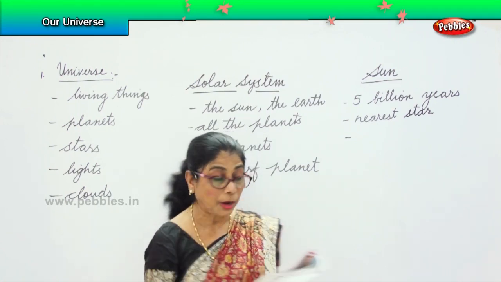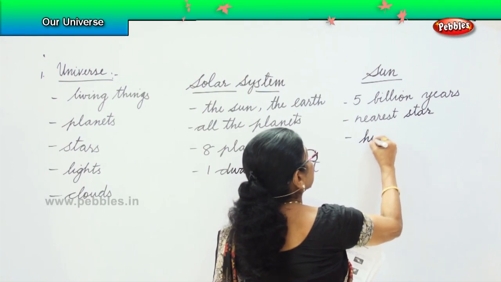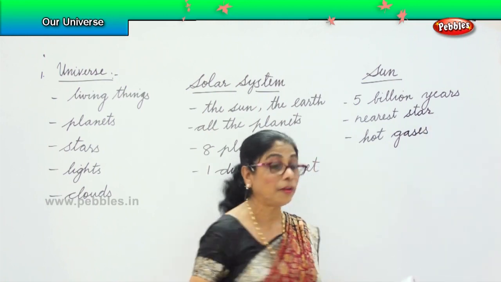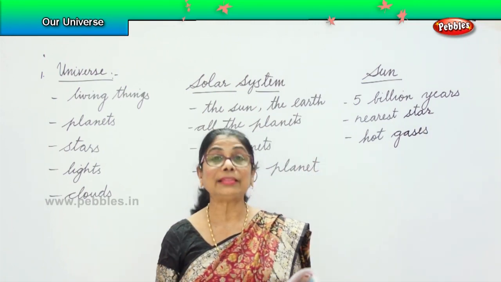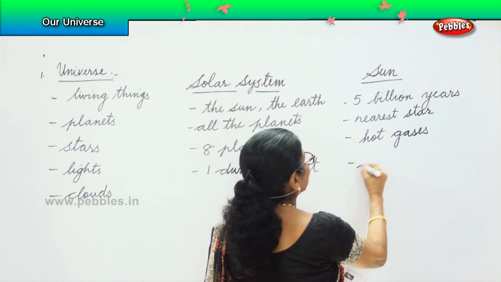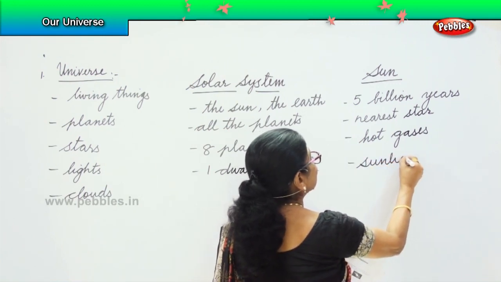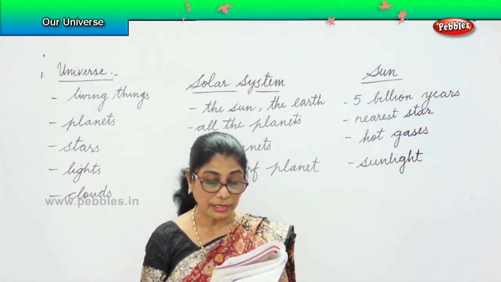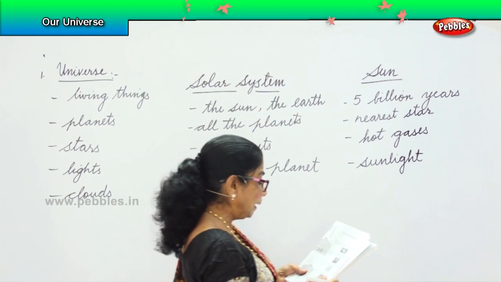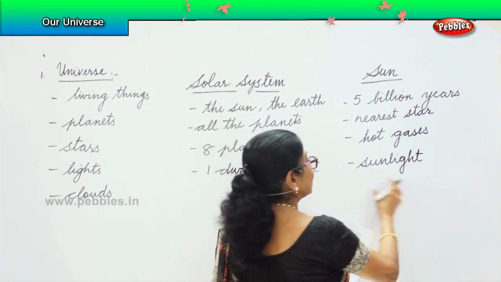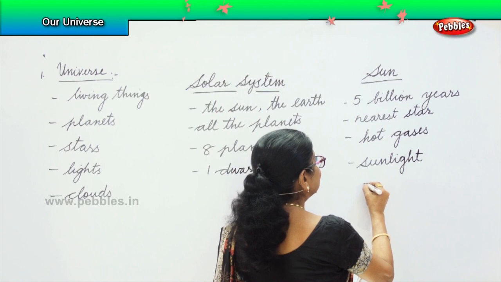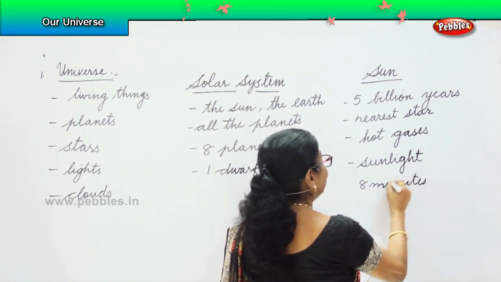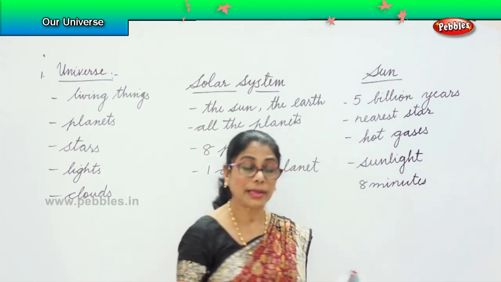Now, it is made up of hot gases. The sun is made up of hot gases. Now, what about the sunlight? They say for the sunlight to travel to the earth, it takes 8 minutes. 8 minutes to reach the earth.